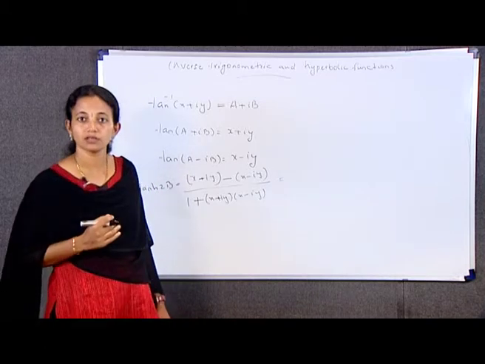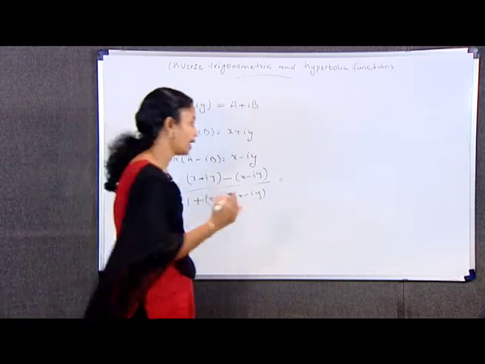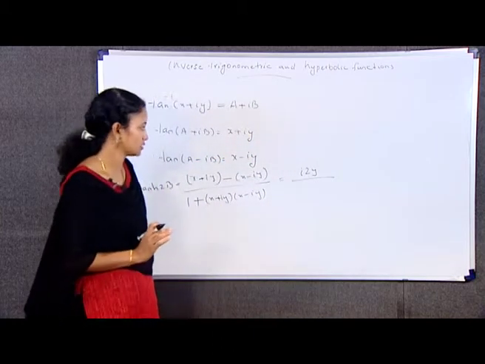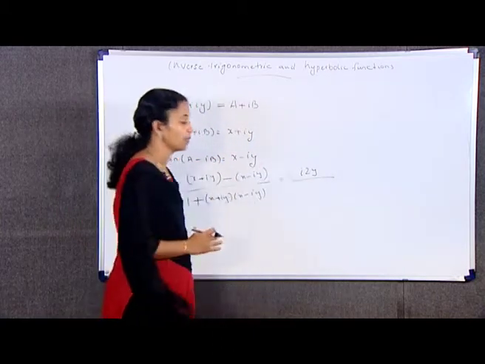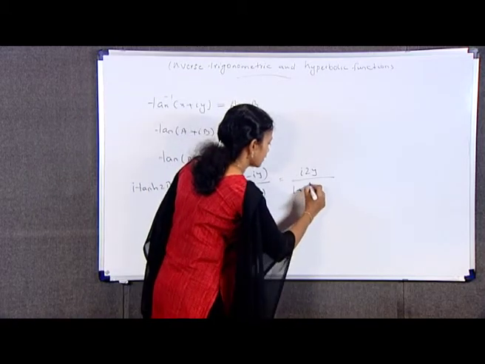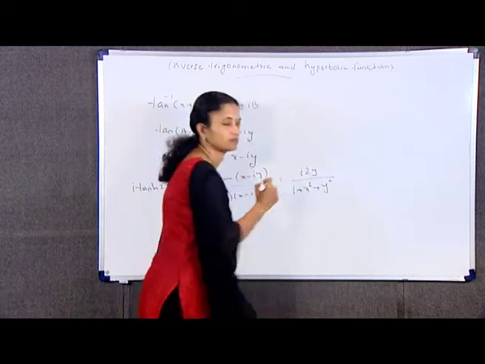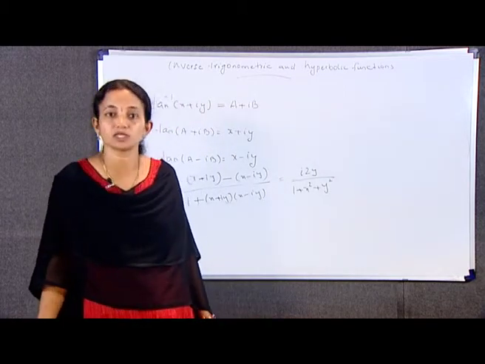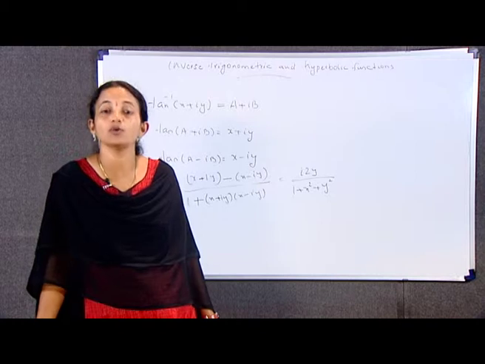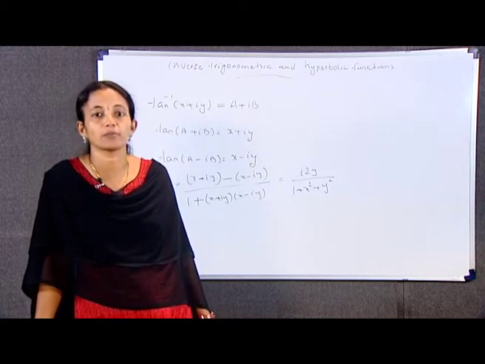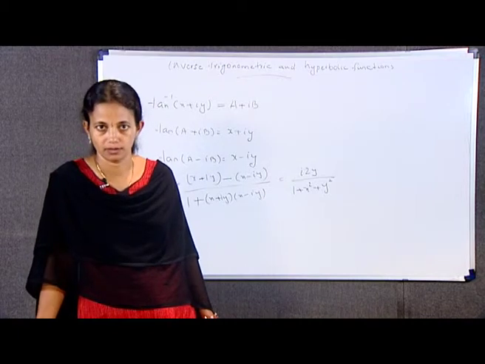On simplification, we get 2iy by 1+x²+y². That is, imaginary part of the given expression, b is equal to 1/2 tanh inverse 2y by 1+x²+y².